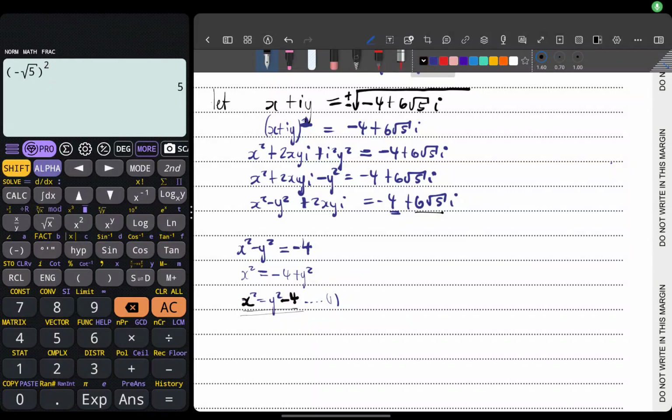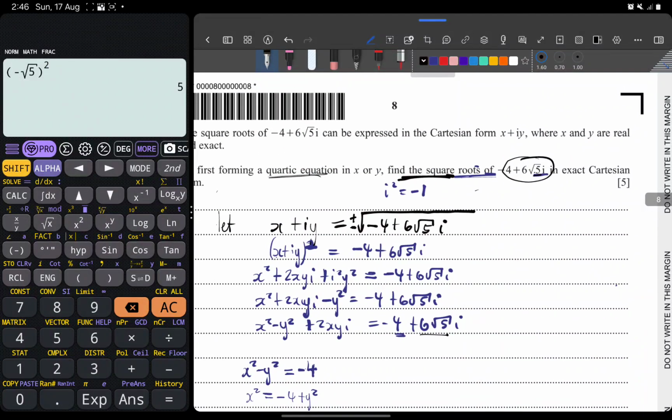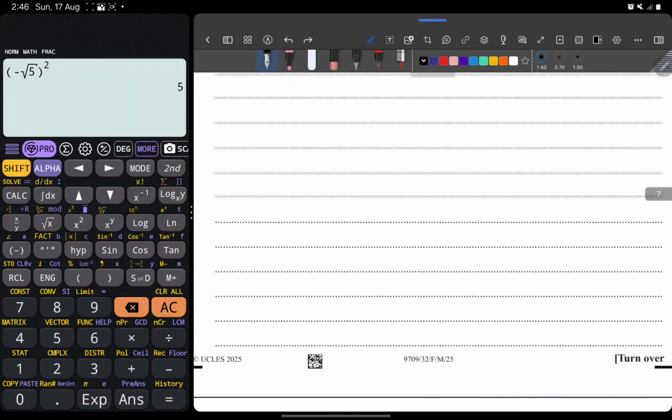Remember that we have four types of equations to solve. Remember, when they say find the roots, you're going to make the square root equal to some form of a complex number, x plus iy. Then we're going to start solving like this, right?